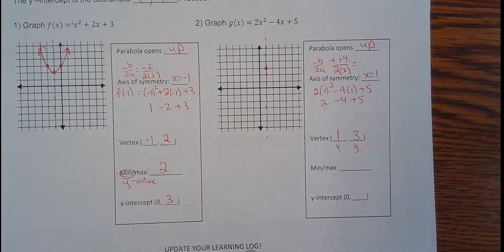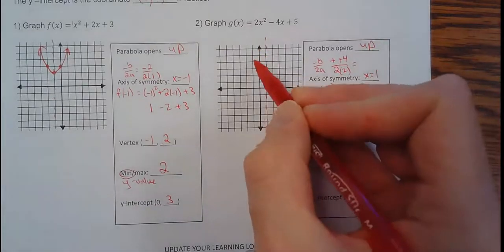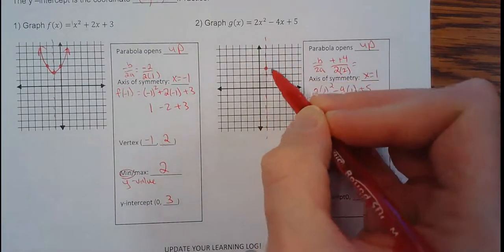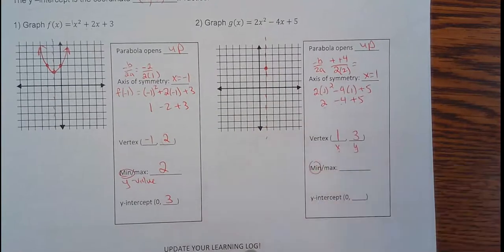Is this a min or a maximum? Well, it opens up, so it's a U shape, which means this is the lowest the graph ever gets, so this is a minimum.